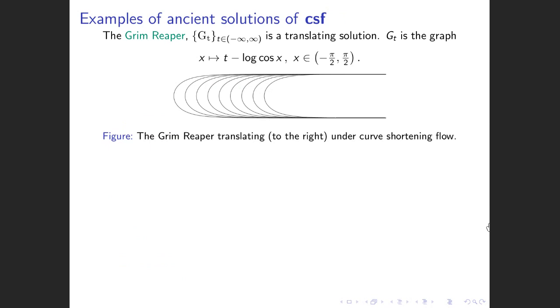The very famous example in mean curvature flow is the Grim Reaper. The Grim Reaper is a translating solution. Here, I draw it translating to the right. The Grim Reaper is a graph. It's the graph of the function x goes to minus log cos of x, and it lies between minus pi over 2 and pi over 2. When moving by mean curvature flow, this graph will just move with speed 1. So this here will be the G_t.